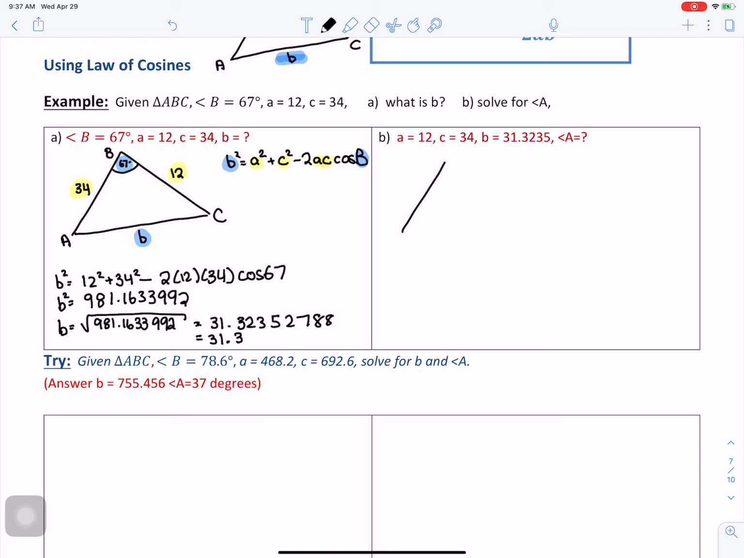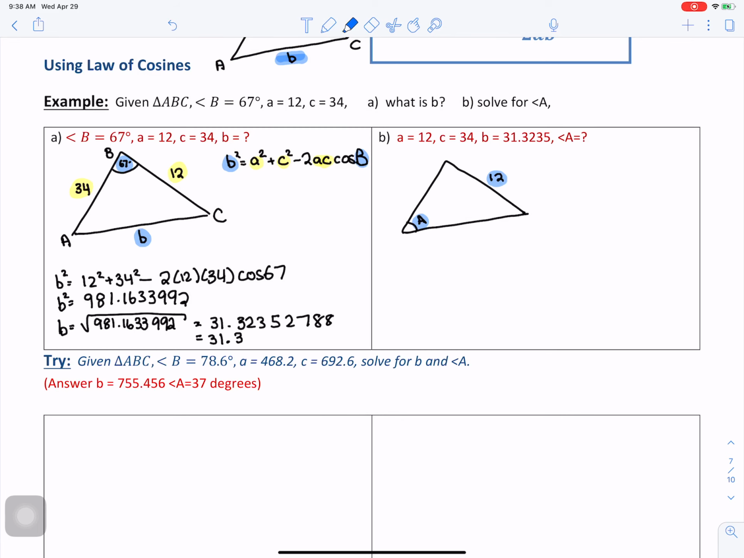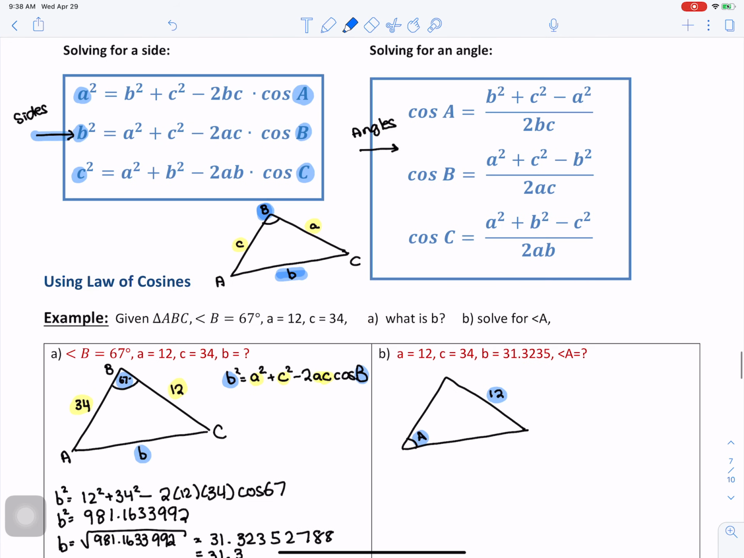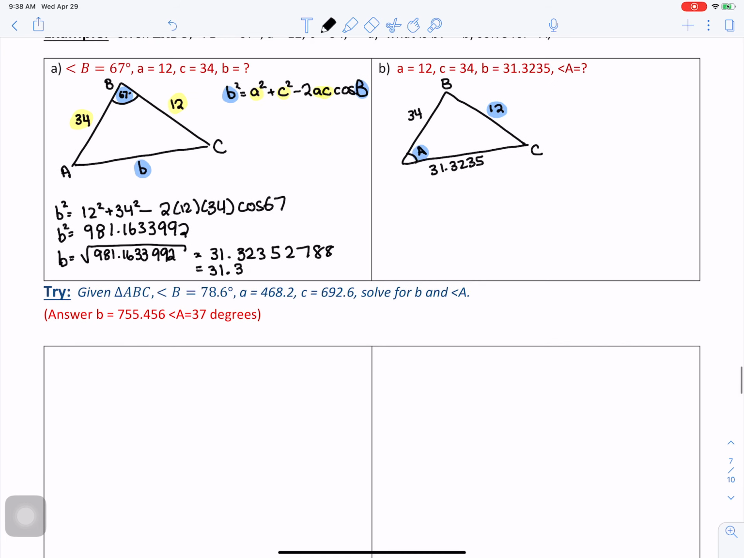Now I'm going to draw another triangle for this question. Just draw a random non-90 degree triangle. Angle A is what I'm looking for, so I better be given the opposite side. So in my formula, this is my A and my opposite side, so I need to make sure I'm using the A formula because that's the one that my pairing is with. And my other two sides have to be 34. So if I put the 34 here, that means that this is angle C. And if I put the B here, then this means that this side is 31.3235. So let's go ahead and use the formula.